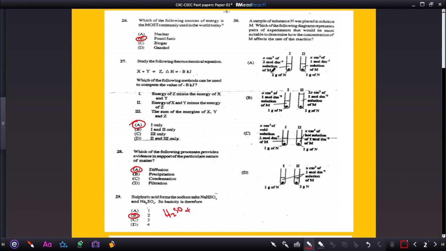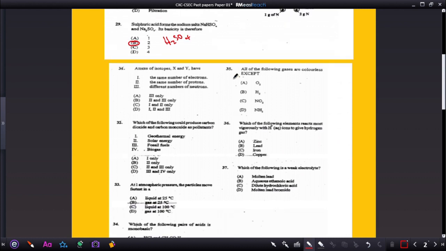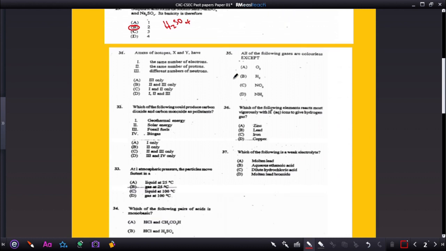So we realize that the concentration decreases when N is added, so this would affect the rate of the reaction, because remember, as the reactant decreases, the product increases, and you can see that the concentration of the reactant here decreases because we started out with 2 and we are now at 1. So it's A. 31. Anions of isotopes X and Y have, so let us use hydrogen, protium, and deuterium.